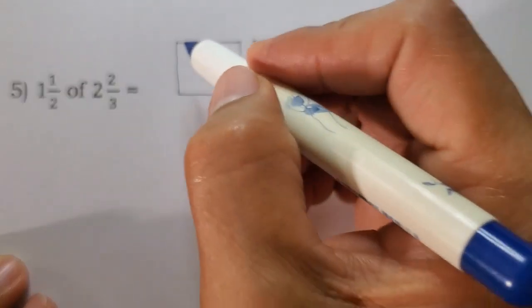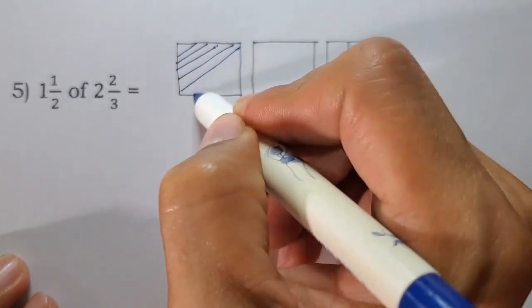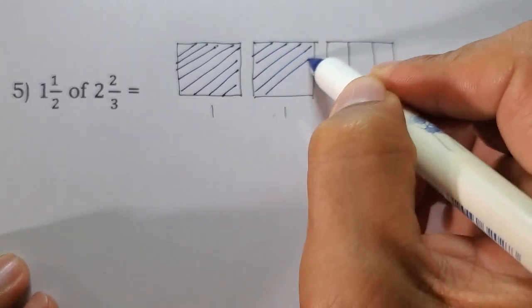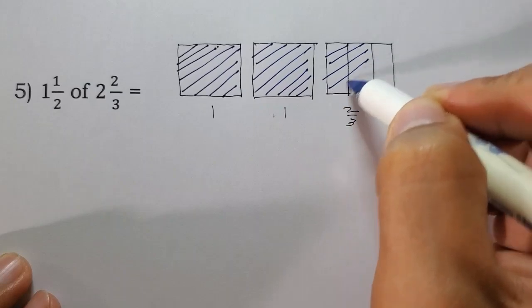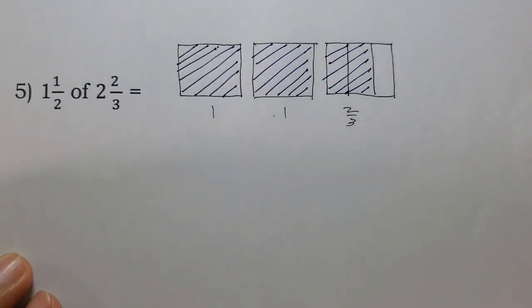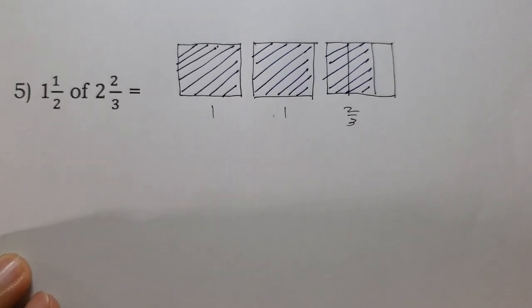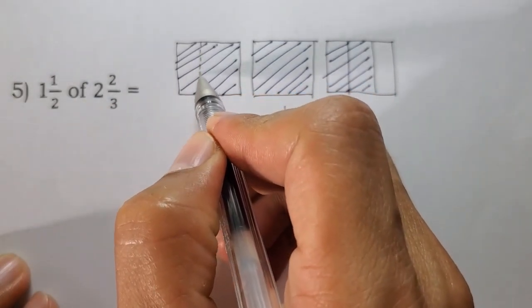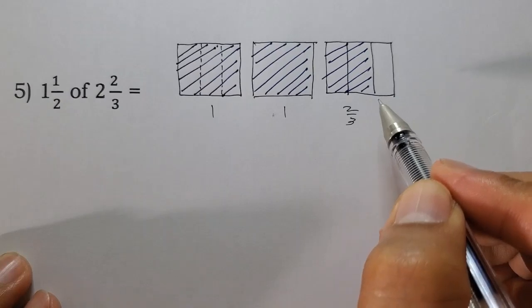This whole part here, one whole, and another whole, and just 2 parts out of 3. However, if you notice here again, our portions are not equally the same, or I mean, they are not equal portions. So you could make an imaginary line here just to make our portions even.